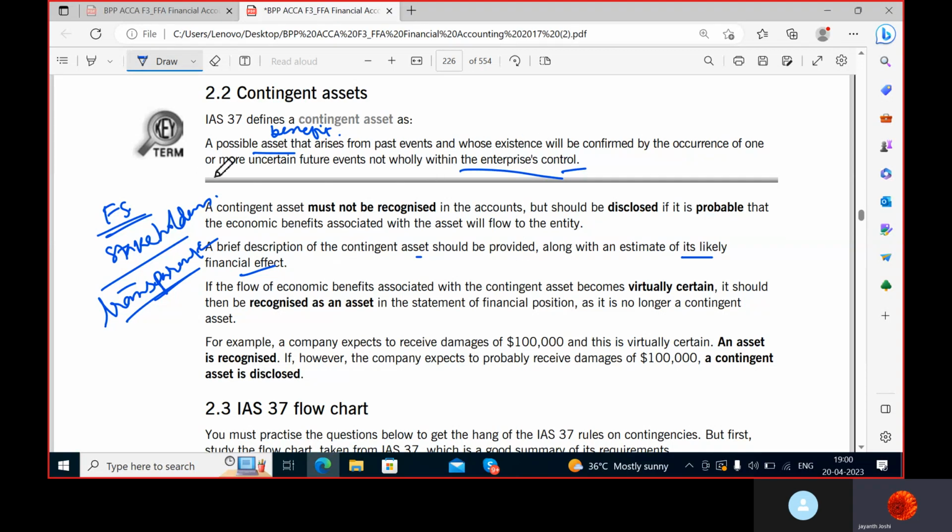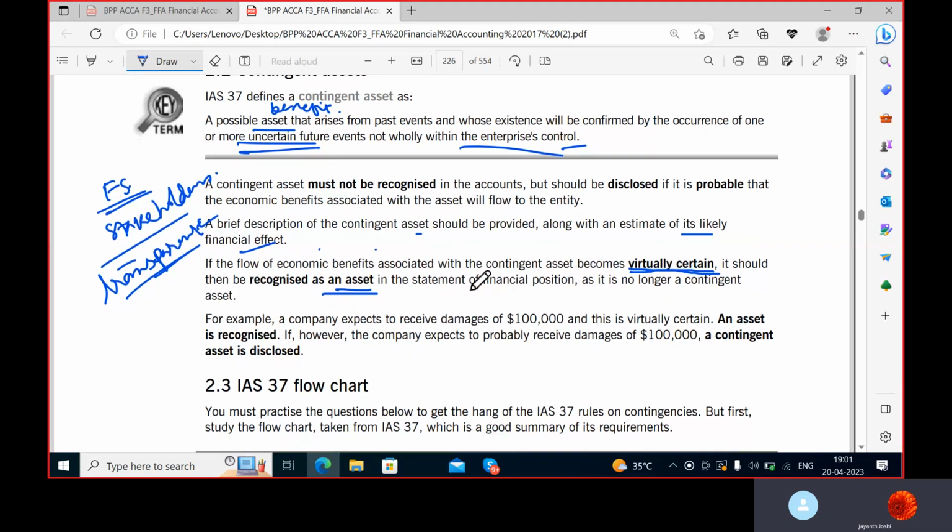A contingent asset is something which is uncertain. Now, if in future we come to know that definitely we are going to receive the amount, then in that scenario, when it is definite, it will be recognized as an asset. Clear? So in that particular year, the contingent asset becomes an asset. When the company becomes virtually certain that it is going to receive the benefit.